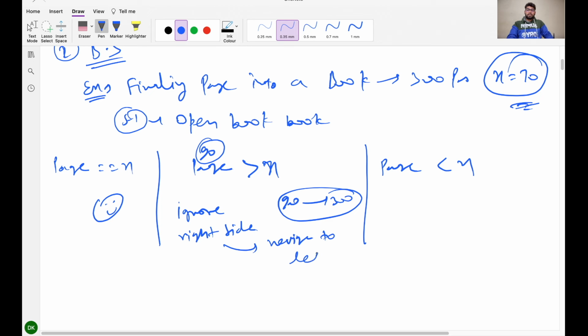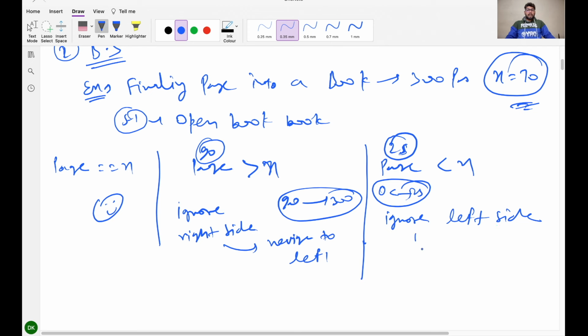Navigate to left. Okay. And if the page is less than x, let's say I open a book and open page number 25, then I can easily say that on my left side the page numbers are from 0 to 25. So I can easily ignore the left side of this book and navigate myself to the right side of the book. And the algorithm of binary search does exactly the same.